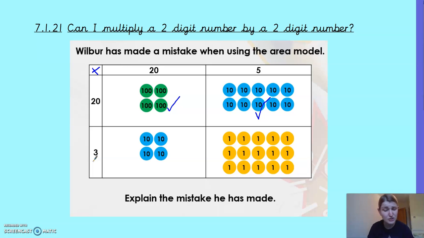We've then got 20 times 3. Now, again, we should be able to do 2 times 3 is 6. 10 times bigger would be 60. Wilbur's only got 4 tens here. So he should have added another 2 tens. I believe what he's done there is 20 times 2. So we can see that by partitioning, he's forgotten or done one part of the partitioning incorrectly.